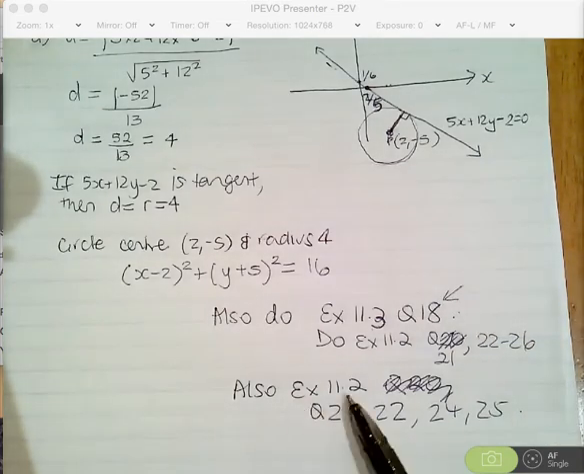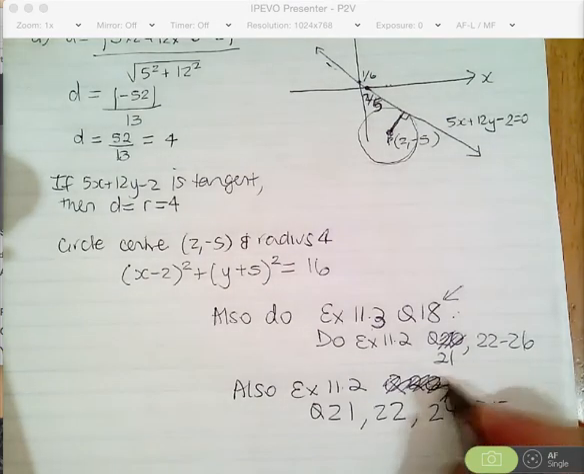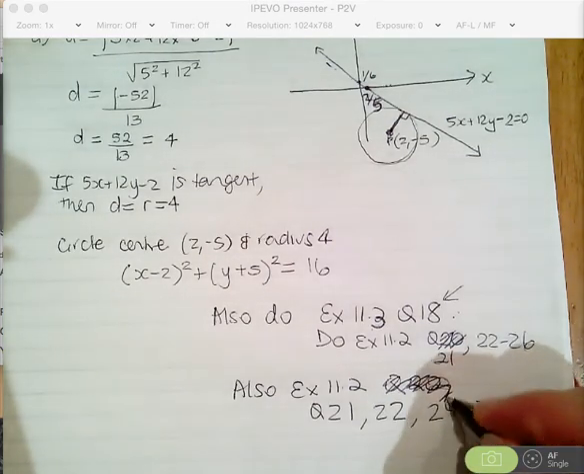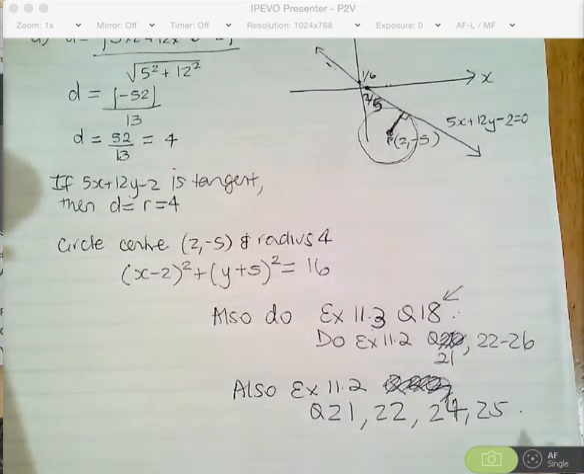And please do the following additional exercises in exercise 11.2. Could you do questions 21, 22, 24 and 25? Those follow on from the extra examples that I did in class today.